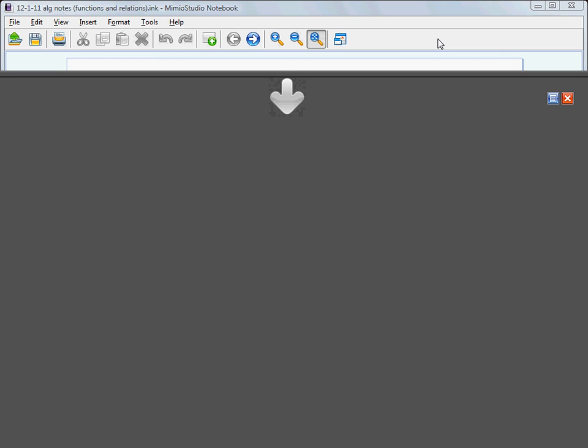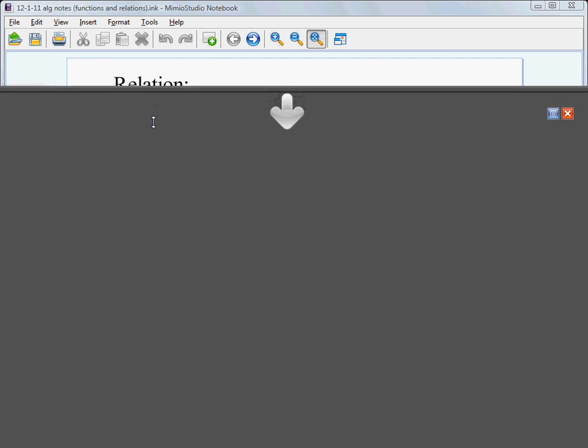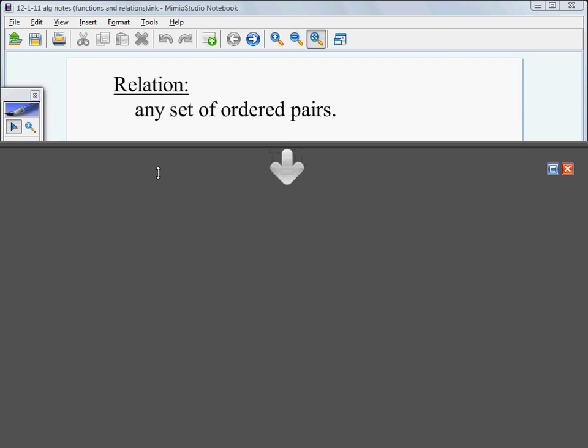Okay, today we're going to talk about relations and functions, and we're going to introduce something called function notation. A relation is just any set of ordered pairs. Now that relation can be given to you as just what it says, a set of ordered pairs. That could also be given to you in the form of a table.